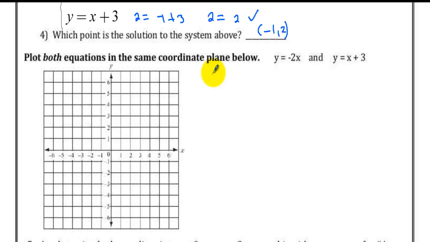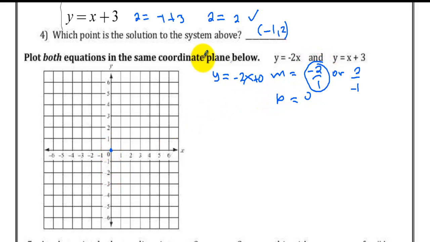So the first equation, we have y equals negative 2x. Let's use our slope and our y-intercept to find our points. So the slope here is equal to negative 2 over 1, or 2 over negative 1. This can also be written as plus 0, so the y-intercept here is equal to 0. So to graph this line y equals negative 2x, let's start at the origin, and then I'm going to use the first slope.